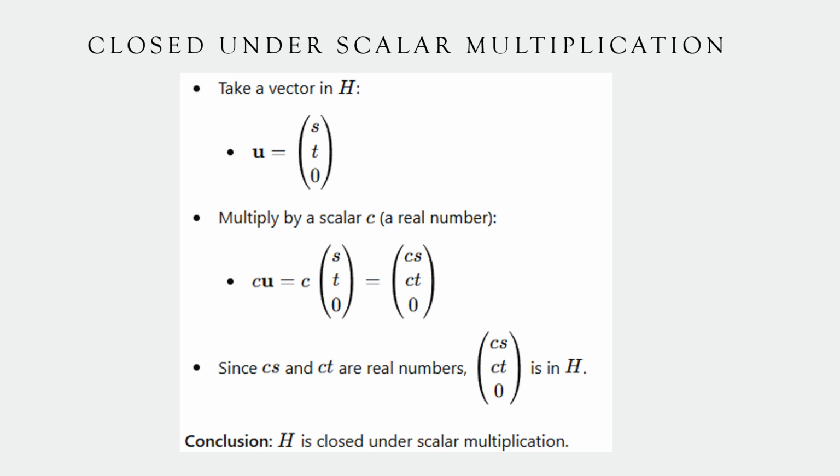Next, we need to check and see if it's closed under scalar multiplication. So we take any vector in H, we'll call it U, and that's (S, T, 0). We multiply that by a scalar C. So any scalar number, we're just using, in this instance, the letter C to represent that number. We multiply that times (S, T, 0), and we get (CS, CT, 0). Once again, since we know S and T are real numbers, CS and CT are both going to be real numbers, and therefore that vector is in H. So the conclusion is H is closed under scalar multiplication.